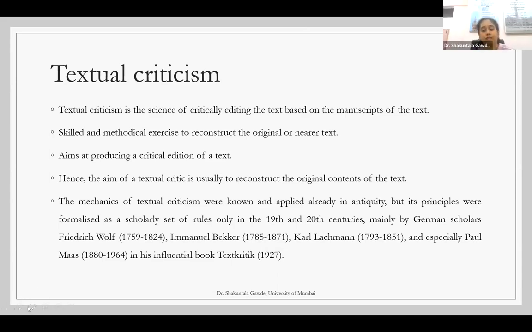So, based on the manuscripts of the text. Now, for example, we have now the text of Yoga Sutra available in different kinds of editions published by different people, different scholars. But how was that prepared? Was it originally available in printed form? Definitely not, because we know that our ancient Indian tradition is of oral tradition.